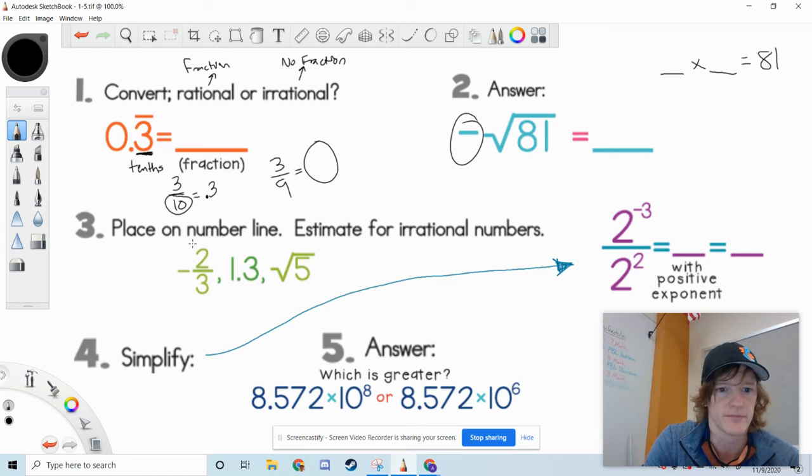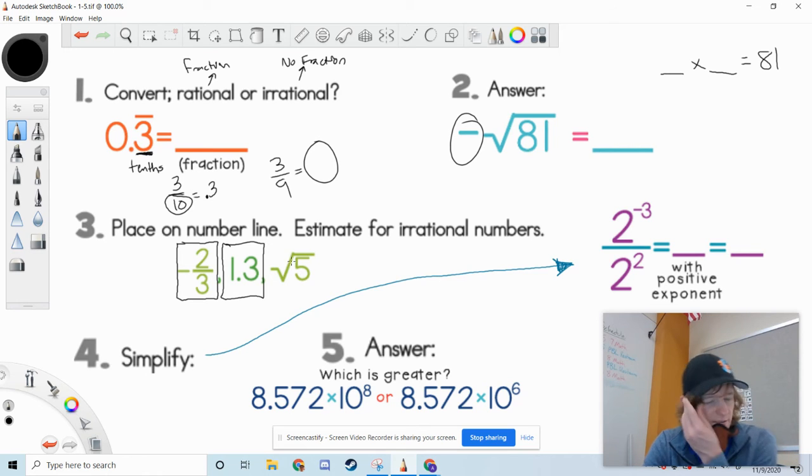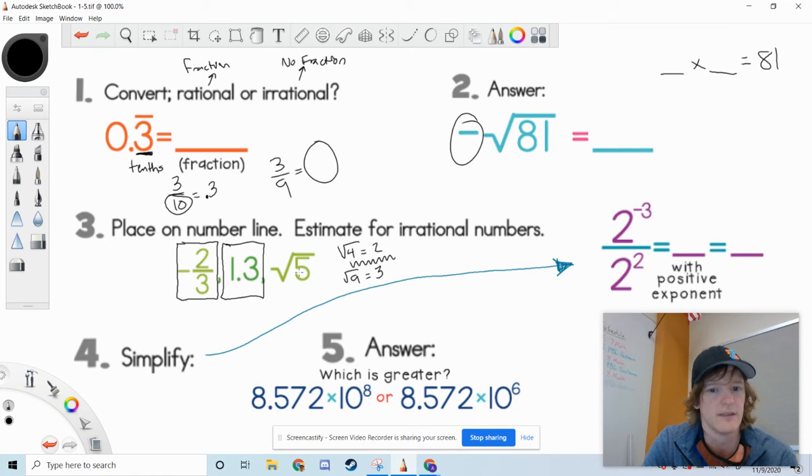For number 3, you have this number, which is negative, and it is in between 0 and -1. You have this number, which is in between 1 and 2, and you have the square root of 5, which you can go ahead and type into a calculator. I know that the square root of 4, however, is 2, and the square root of 9 is 3. So it's going to be in between 2 and 3. There's also a negative version of this. So there's also one in between -2 and -3. So there are 2 numbers here.